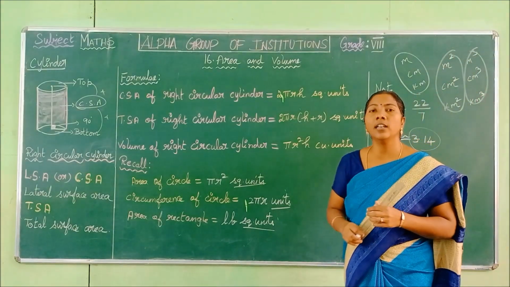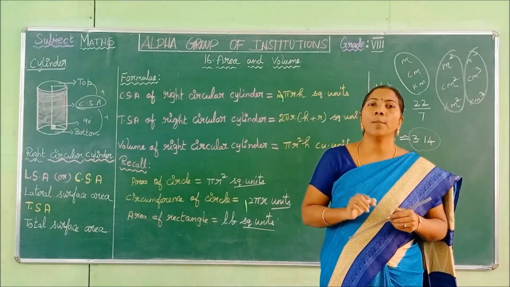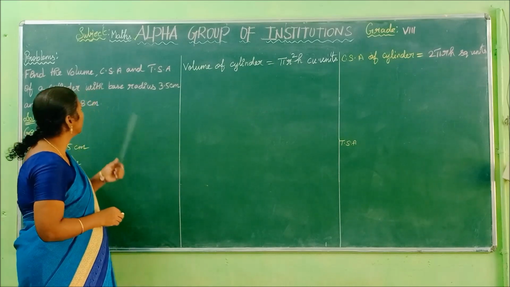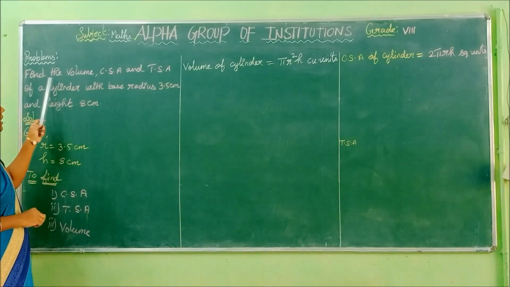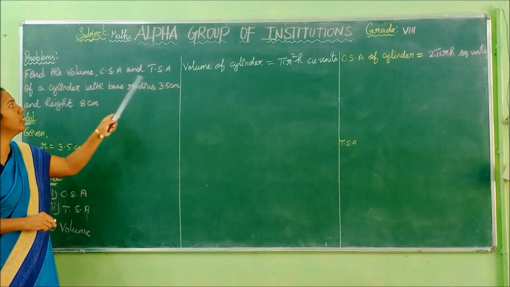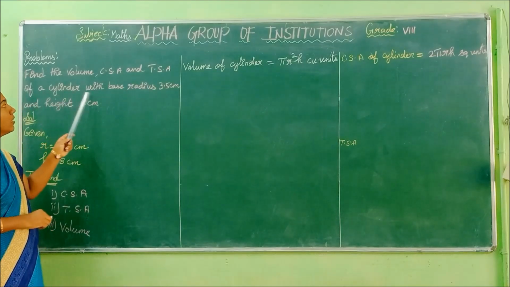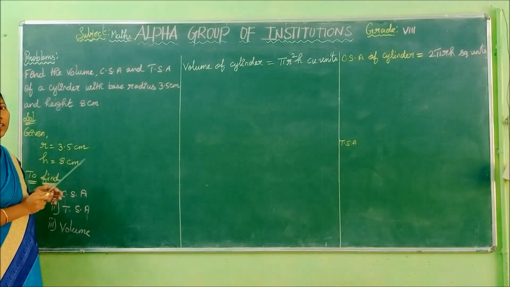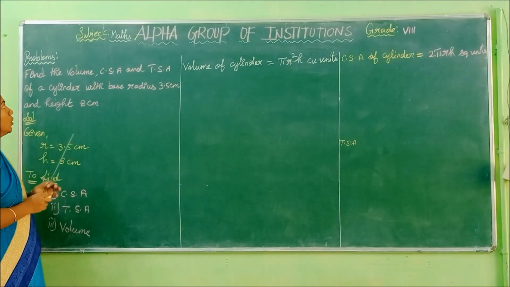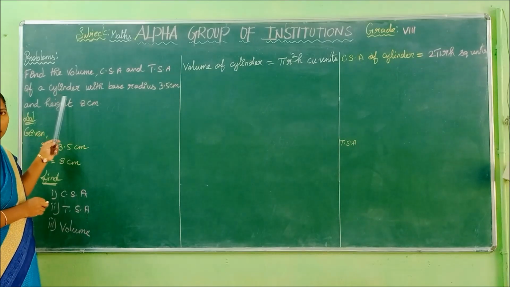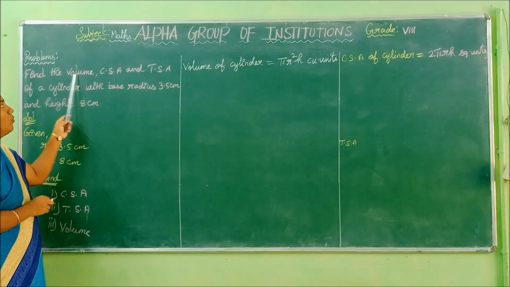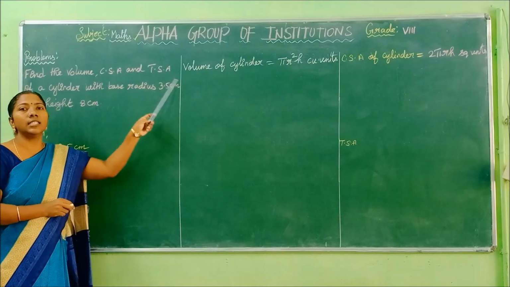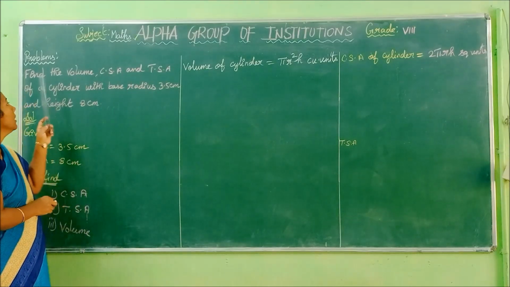Okay, do you understand, children? Next we are going to see the problems. See this example sum. Find the volume, CSA and TSA of a cylinder with base radius 3.5 centimeter and height 8 centimeter. So the given question is about the cylinder. We have to find out volume, CSA, that is curved surface area, and TSA, total surface area of this cylinder.